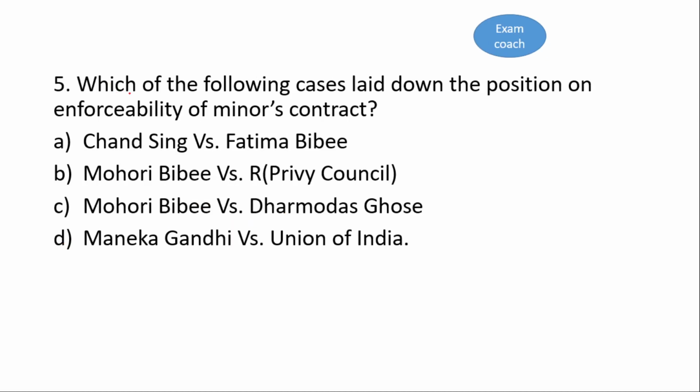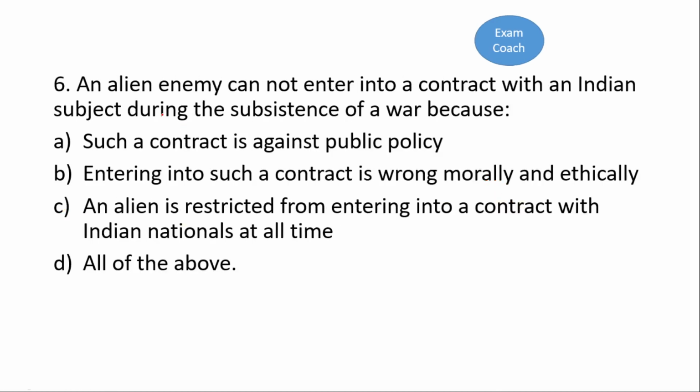Fifth question is, which of the following cases laid down the position on enforceability of minor's contract? C is the correct option, Mohori Bibee versus Dharmodas Ghose. The Privy Council laid down the position on enforceability of minor's contract in Mohori Bibee versus Dharmodas Ghose in 1903.